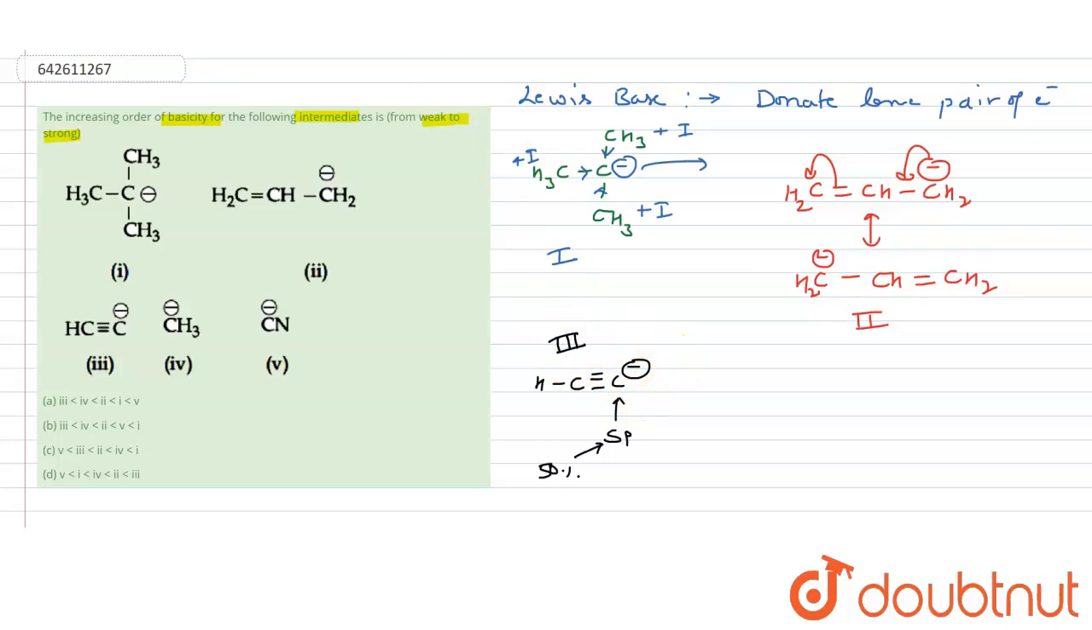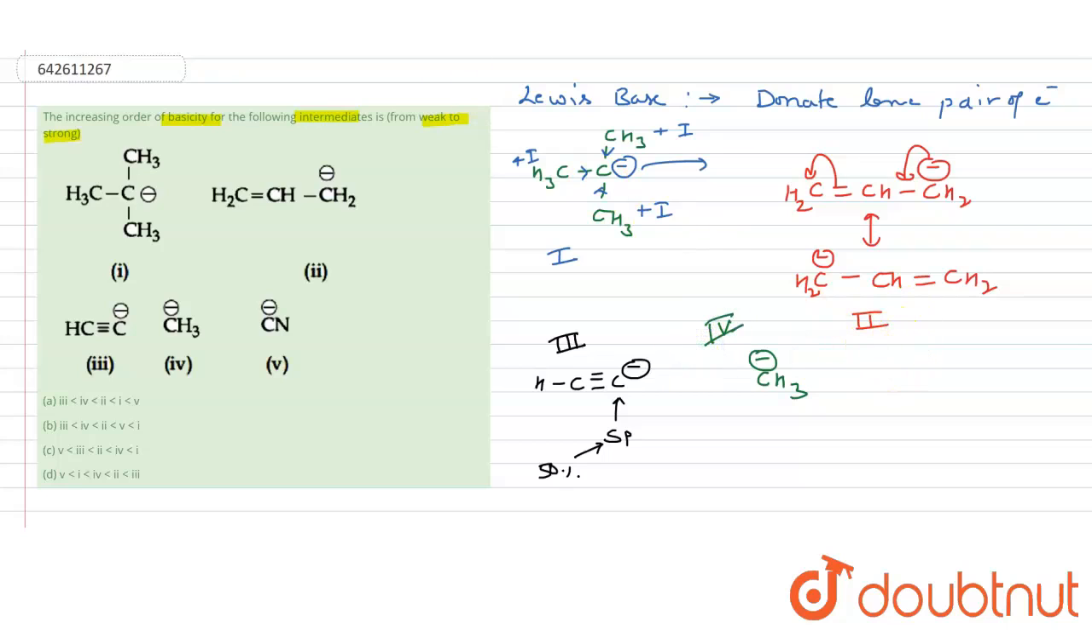Now if I talk about the fourth, you can see here in the fourth there is only methyl, and there is a negative charge over here. There is no other group, so it can act as a good base, right? Here this is a very strong base, because there is a plus I effect over here, so it can act as a base. And this is the story of the fourth intermediate.